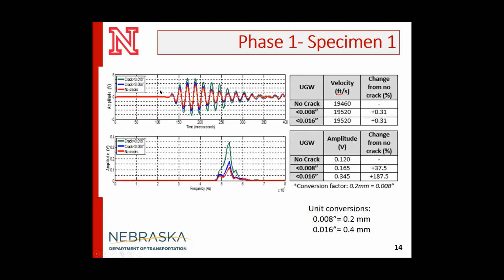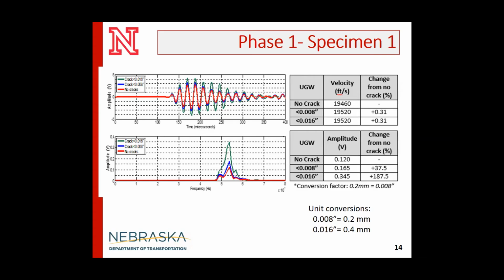But when we talk about the change in amplitude, we're seeing a 37.5% change and then almost 200% change as the crack width goes higher. So to see that big a difference between no crack and a delamination as small as 0.008 inches, that clearly was really exciting to us. That, okay, if you put the sensors in a new deck and measured at certain intervals, you can really capture the start of delamination.